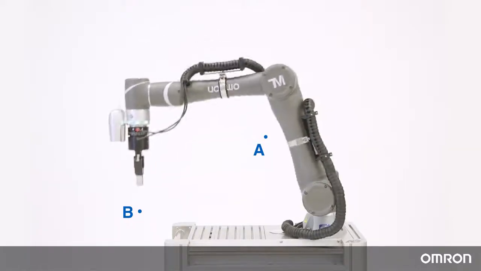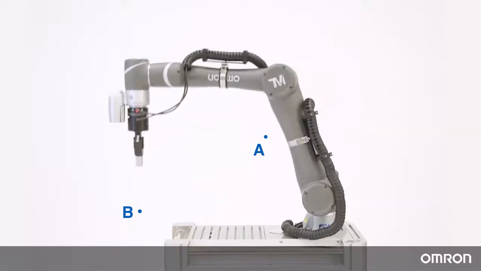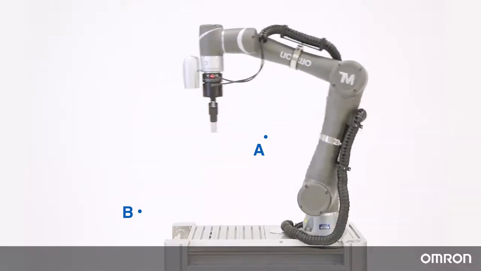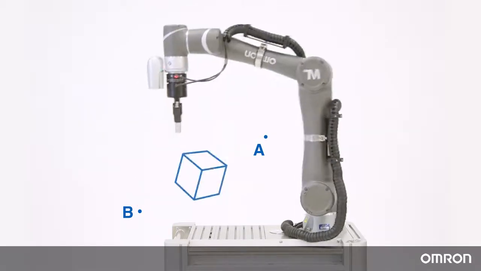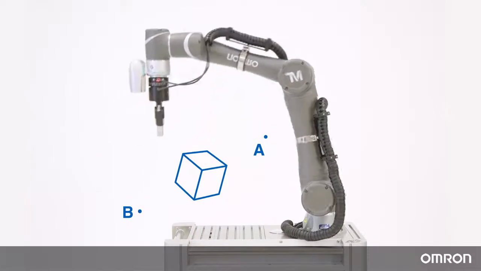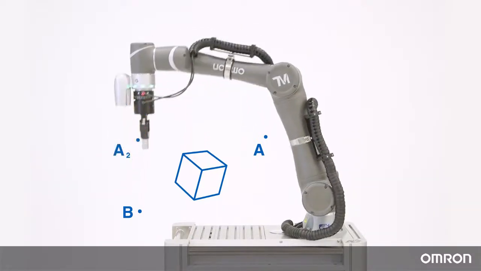Now let's discuss blending. Blending can be used between 2 points, but is especially useful when an intermediate point is needed for obstacle avoidance. Let's say we must travel from point A to point B, but there is an obstacle in the way that prevents us from traveling directly between these 2 points. In this situation, we would need to add an intermediate point, point A2, to avoid the obstacle.